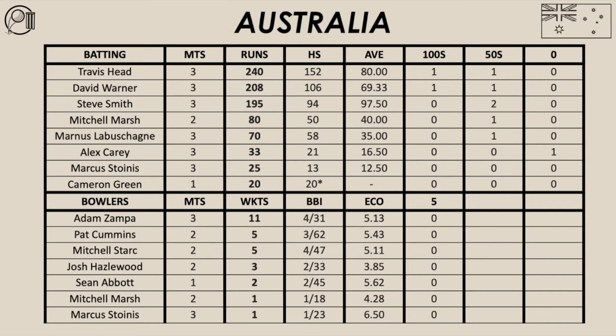Let's talk about Travis Head quickly. He batted well in the series, leading run scorer, 240 runs. Got an opportunity to open the batting with David Warner in this series and made the most of the opportunity given to him. Batted well in Adelaide, missed out in Sydney, but cashed in Melbourne.